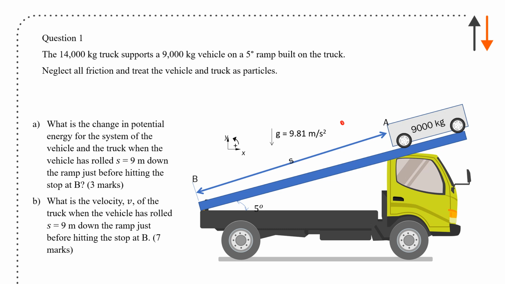What is the change in potential energy for the system of the vehicle and the truck when the vehicle is rolled down 9 meters down the ramp just before hitting the stop at B, 3 marks? What is the velocity V of the truck when the vehicle has rolled down 9 meters down the ramp just before hitting the stop at B?